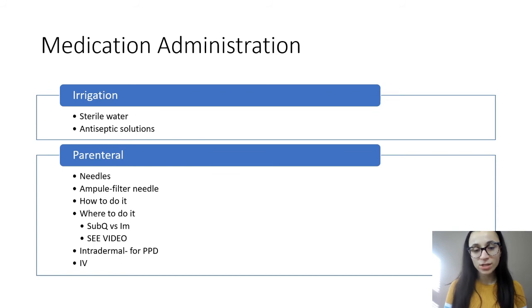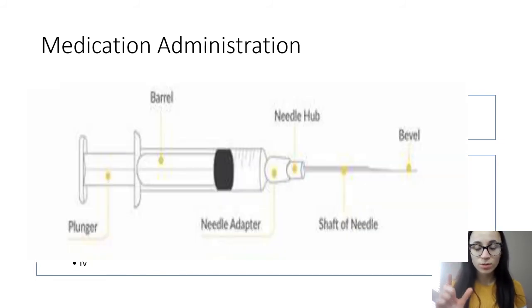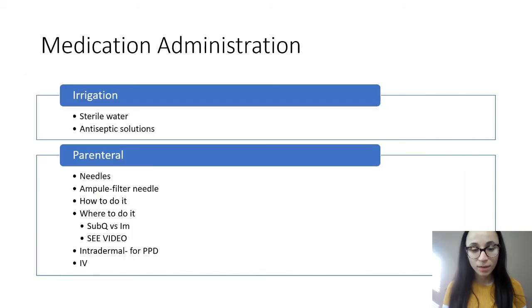Another way we give medication is parenteral, so not the oral route. And for this, you're going to use a needle. The needle has the hub part, which is the colored part of it. The needle has the shaft, which is the long needle-like thing that comes out of it. And then you have the bevel. The bevel is the tip of it. You always want the bevel to be up.